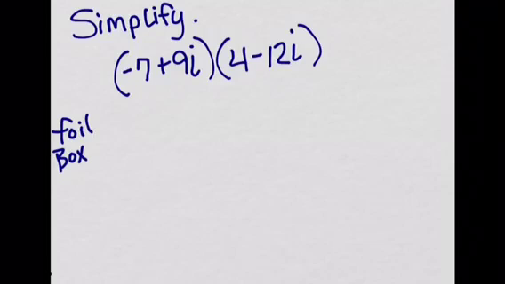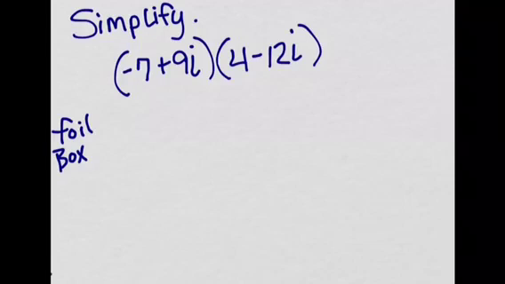Okay, and I gave you the binomial negative 7 plus 9i and I want you to multiply that by 4 minus 12i. Okay, so go ahead and pause the video and see if you can come up with what it's supposed to be. And then I will show you my work and we'll make sure we got the same answer before we continue on.